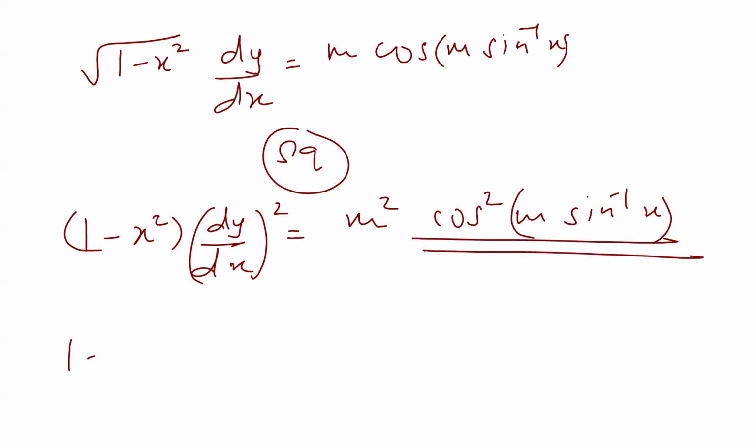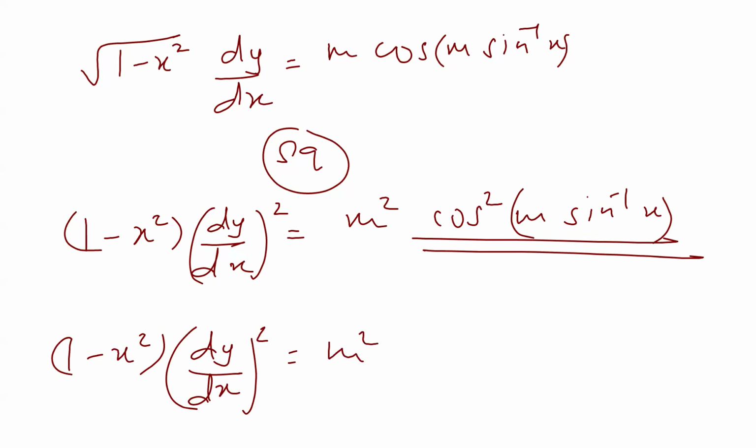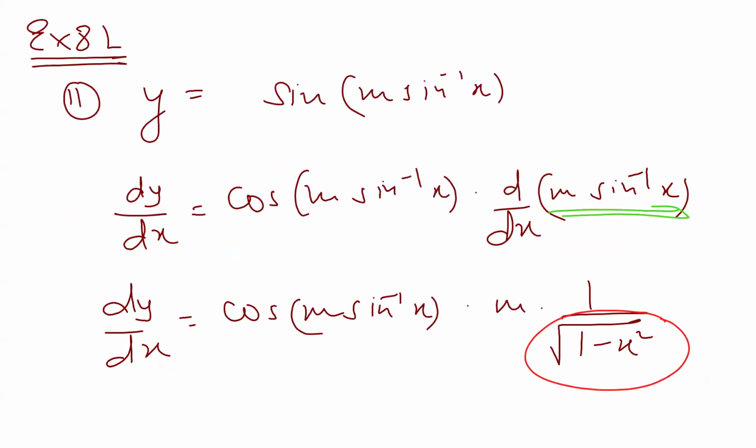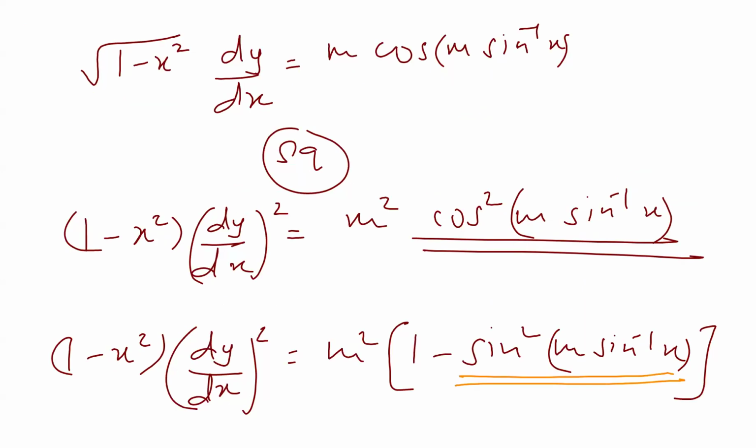Okay, now look at this term. Cos square is 1 minus sin square. Why we do that, you'll come to know. Cos square is 1 minus sin square m sin inverse x. Now the value of sin of m sin inverse x, just look at the given statement. Sin of m sin inverse x is y. Okay, so sin square m sin inverse x, this particular value will be y square.